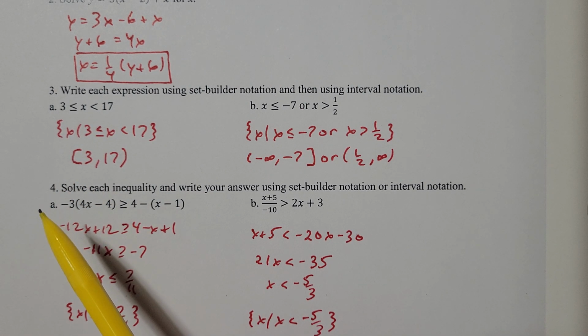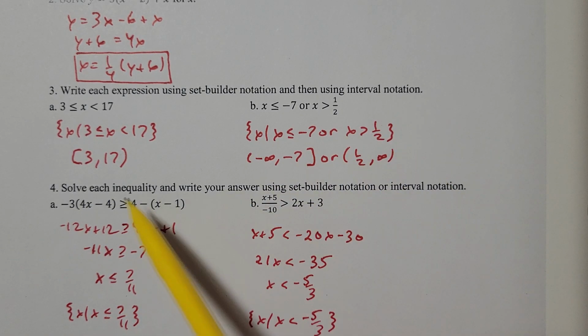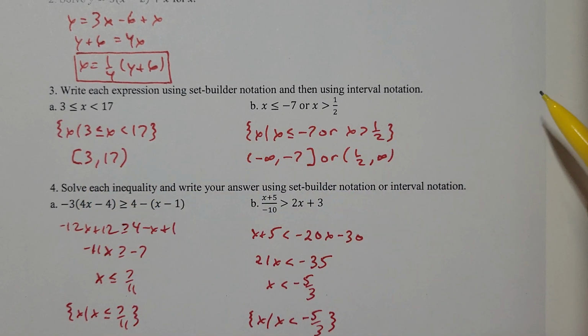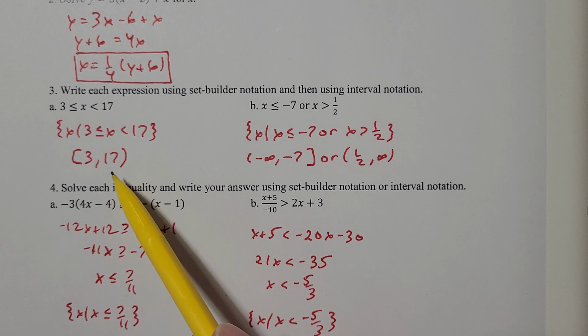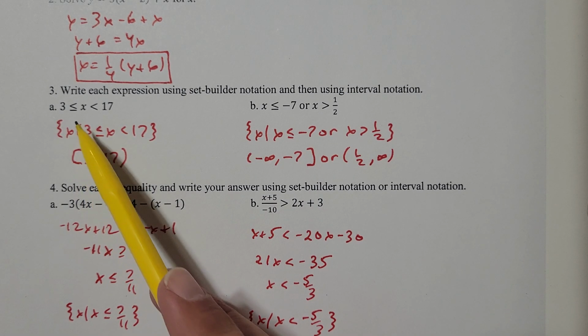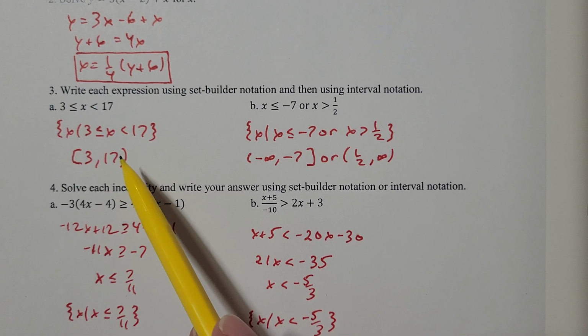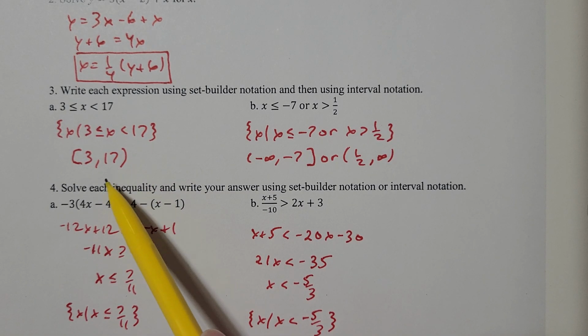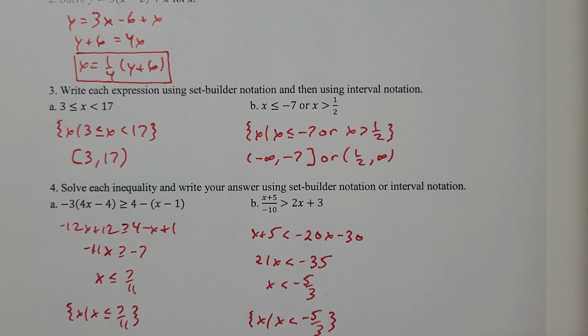Okay, and then using interval notation, order matters. Smaller number first, bigger number second. So I got 3 comma 17. There's going to be a bracket by 3, right? Because we're including 3. We're not including 17. So I'd want a parentheses by 17 there.